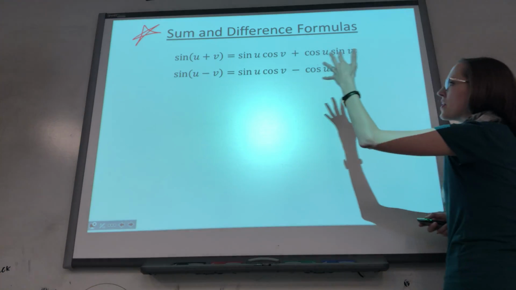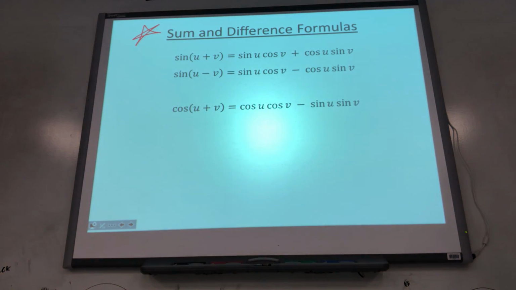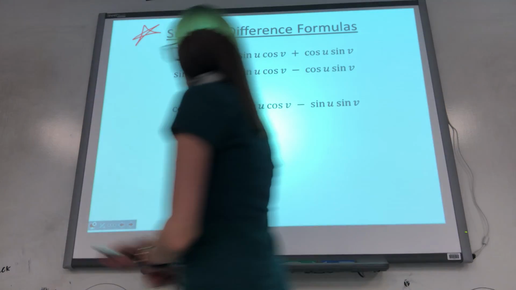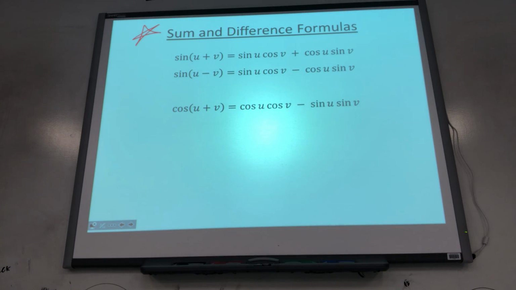Let's do the same thing with cosine. I've got a sum formula for cosine and a difference formula for cosine. So let's start here. Cosine of u plus v equals cosine of u cosine of v minus sine of u sine of v.